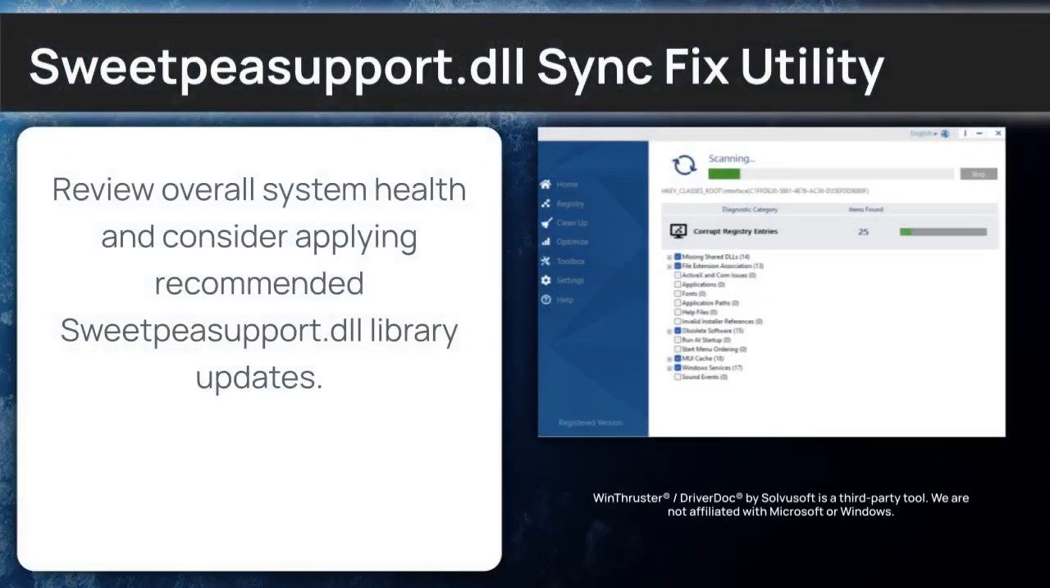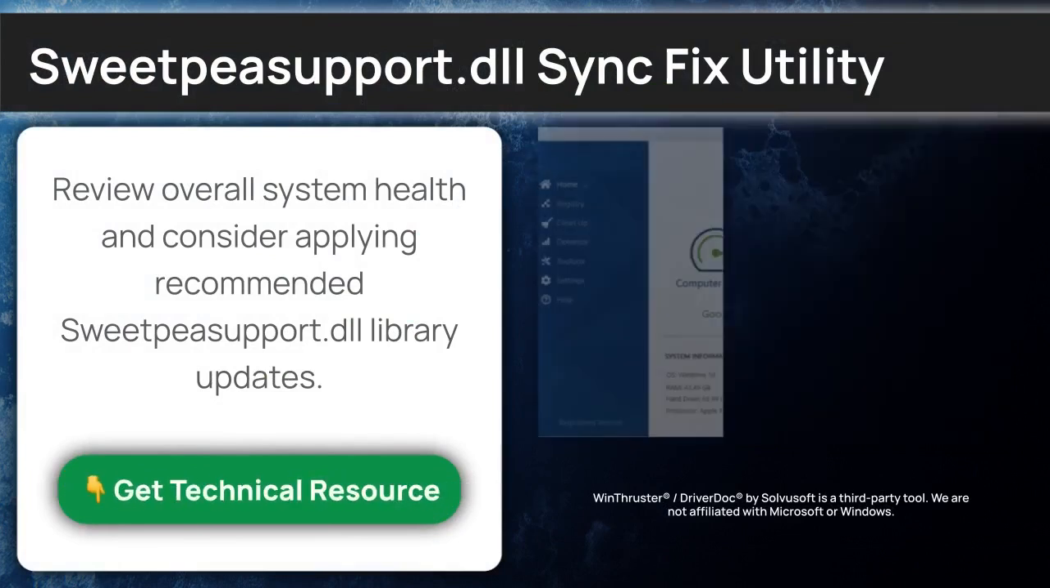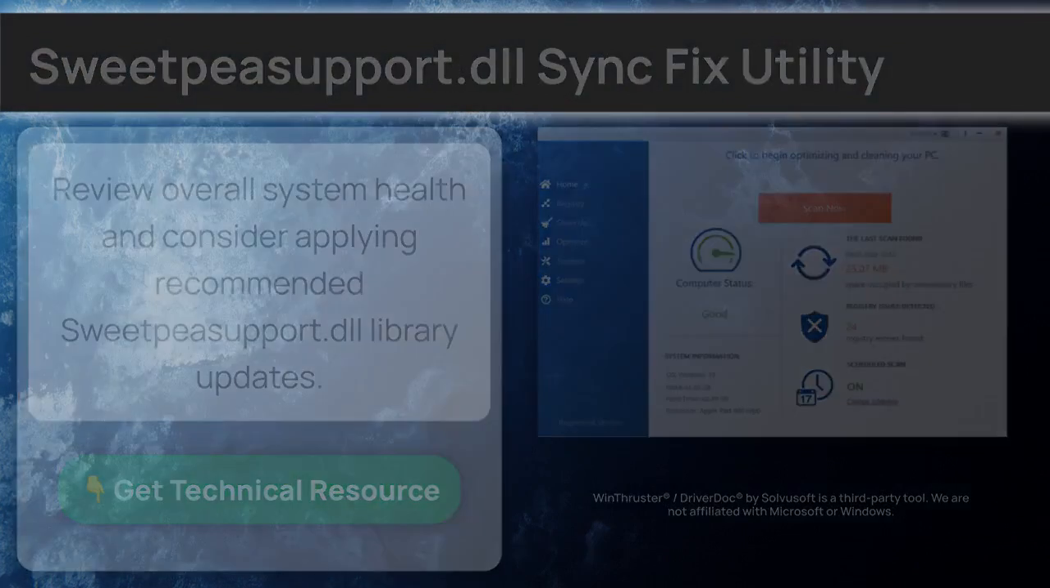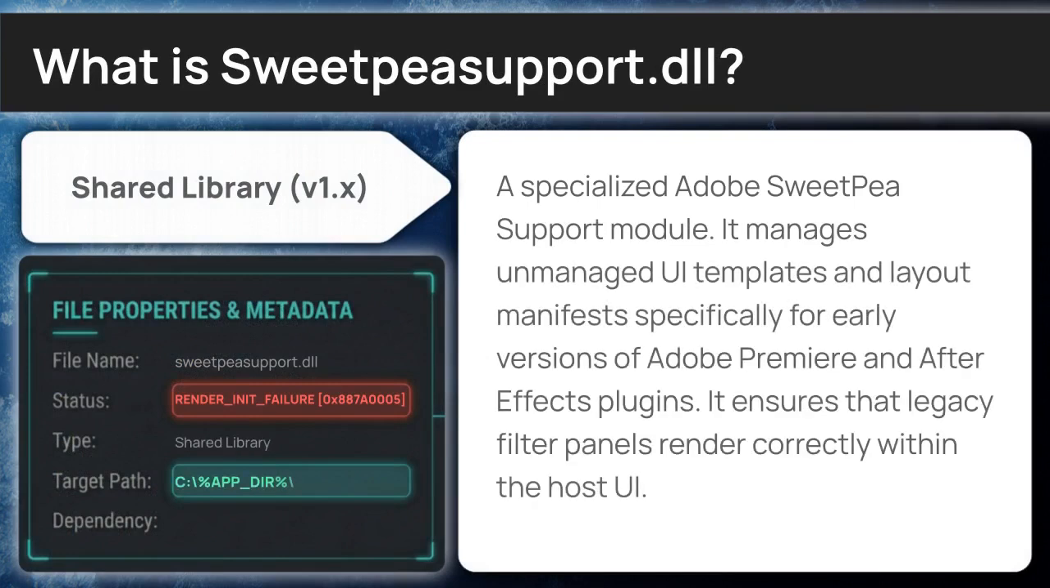To kick off the SweetPea Support guide, I've provided an official resource for maintaining a healthy and synchronized workstation. This is the SweetPea Support, a specialized Adobe SweetPea Support module. It manages unmanaged UI templates and layout manifests specifically for early versions of Adobe Premiere and After Effects plugins. It ensures that legacy filter panels render correctly within the host UI. Now that we've covered what the file does, let's jump into our first fix.